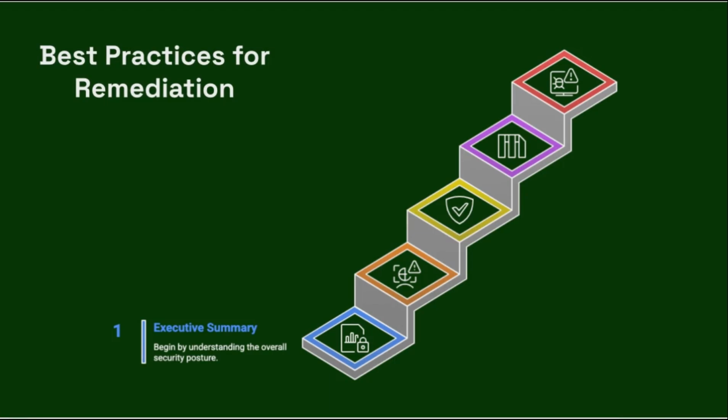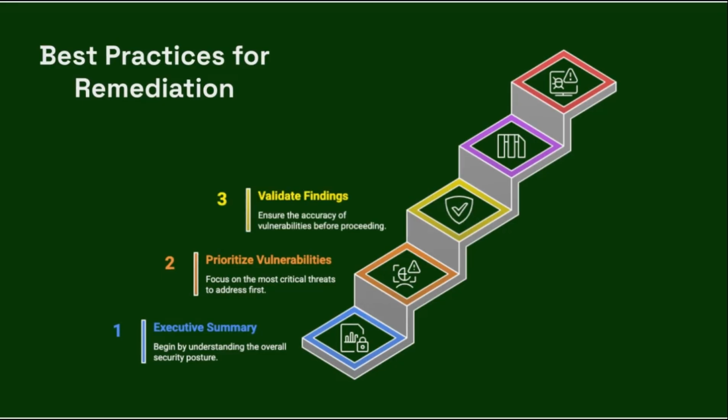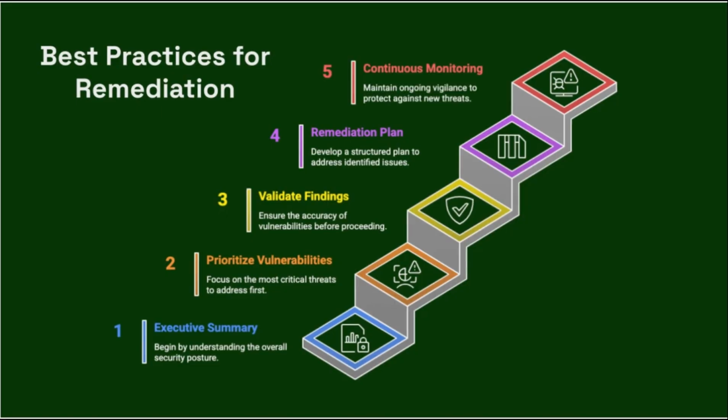To make the most of your vulnerability scan report, follow these steps. 1. Read the executive summary, then review the most critical vulnerabilities first. 2. Use tools like vulnerability management platforms and threat intelligence to assist your decision-making. 3. Validate the findings to rule out false positives before taking action. 4. Build a remediation plan with clear responsibilities and timelines. And most importantly, 5. Implement continuous monitoring, because cybersecurity is never one and done.